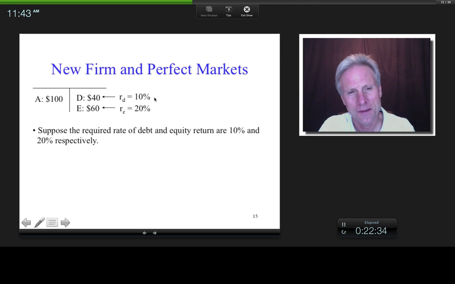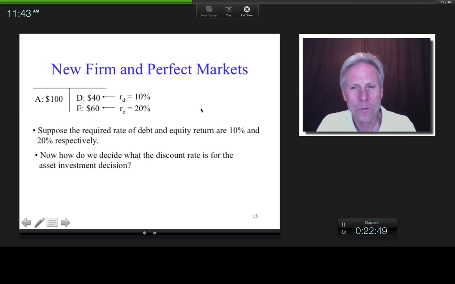Okay? So before it was easy. We only had one number on the right-hand side reflecting the discount rate on the left-hand side. But now we've got two numbers. So how are we going to decide what the discount rate is for the asset investment decision?